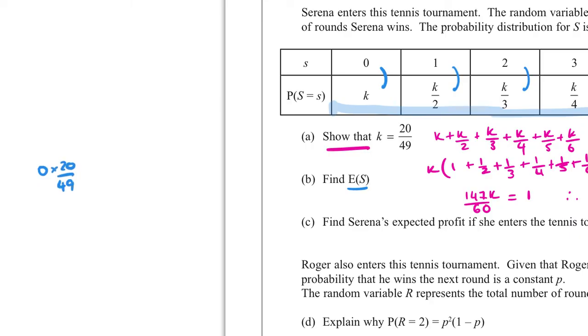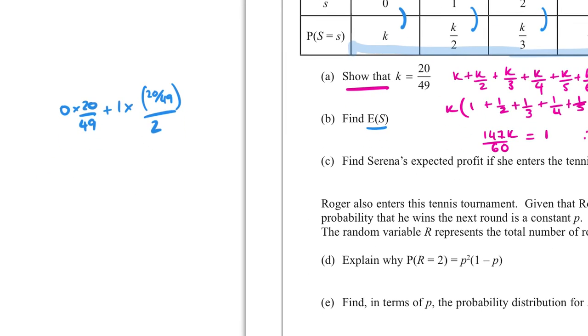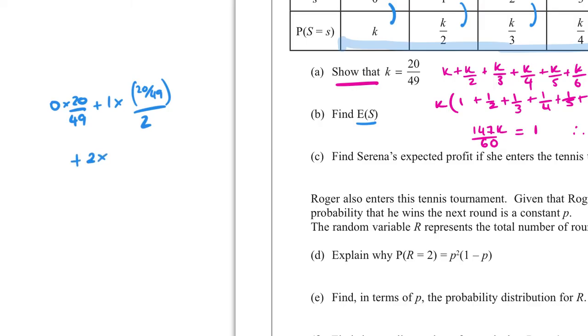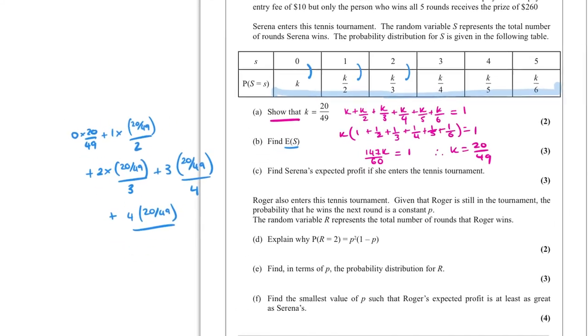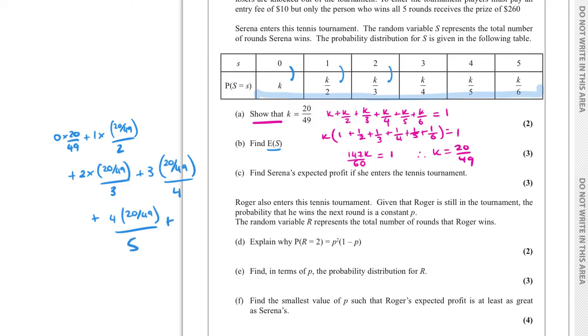20 over 49 plus 1 times 20 over 49 over 2 plus 2 times 20 over 49 over 3 plus 3 times 20 over 49 over 4 plus 4 times 20 over 49 over, how far do we go up to? Oh my god. 5 plus 5 times 20 over 49 all over 6. I am expecting you to write this. It's a 3-mark question. Okay?